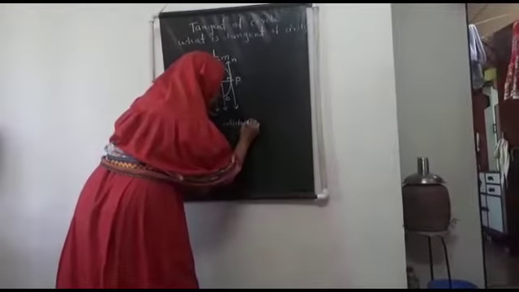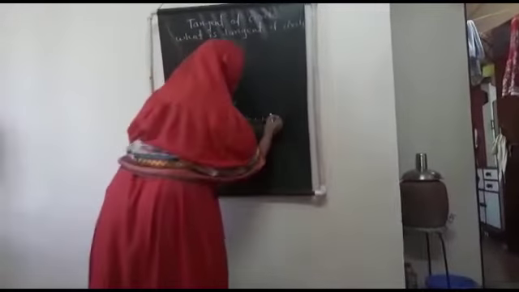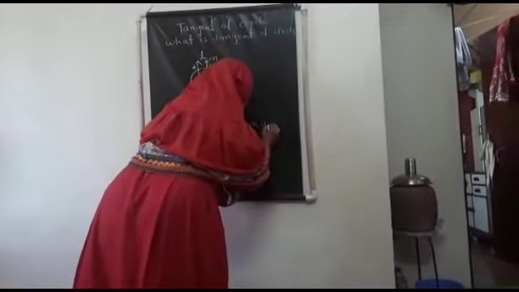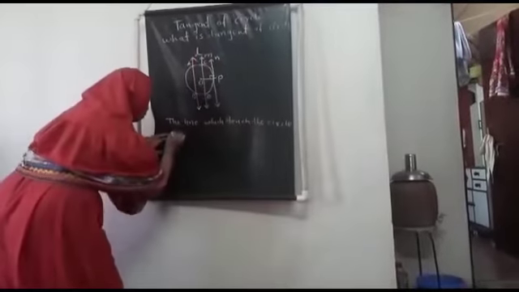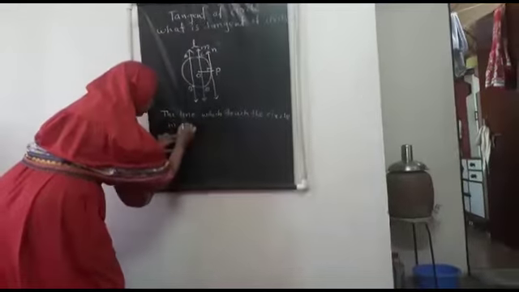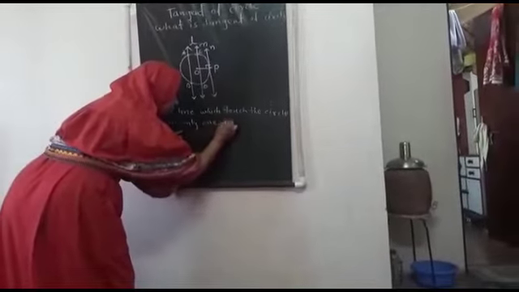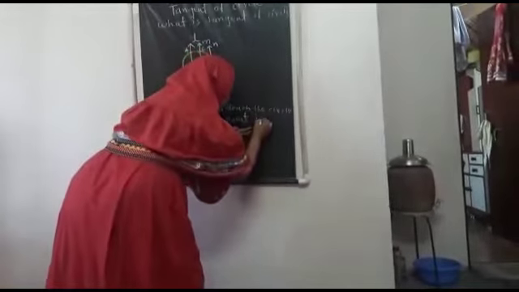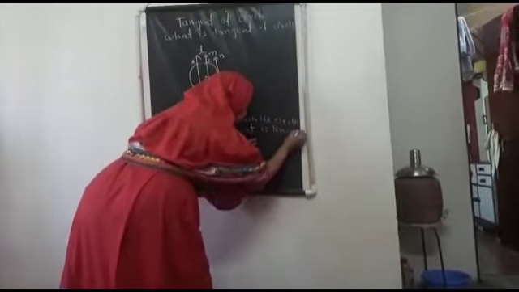which touches the circle in only one point is known as tangent to the circle.